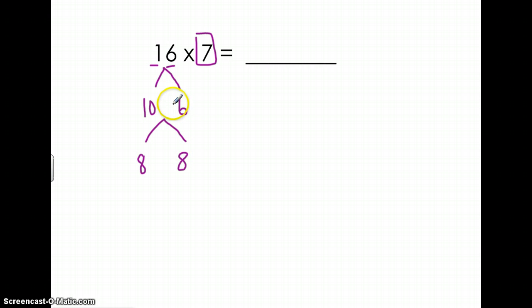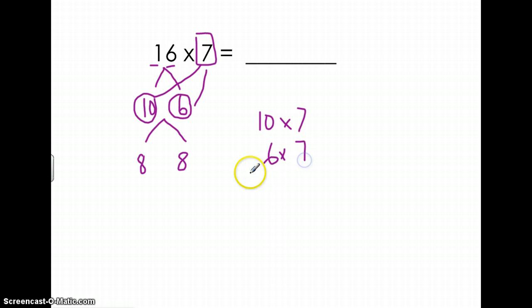Then it's just a matter of me thinking, am I more comfortable multiplying 10 times 7 and 6 times 7, or 8 times 7 two times? Well, I feel very comfortable with my tens facts, so I'm going to use this combination to help me find my partial products to find my final answer. So now I do 10 times 7 and 6 times 7. I've really still done 16 groups of 7.